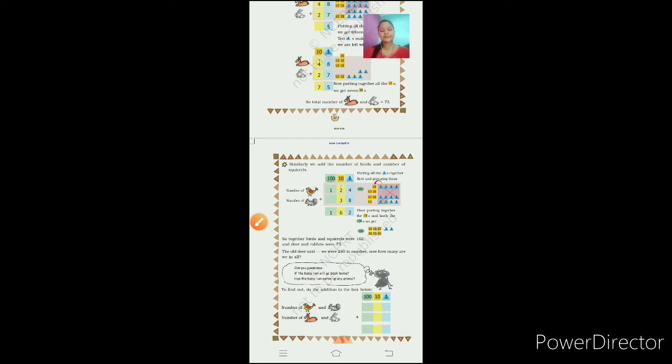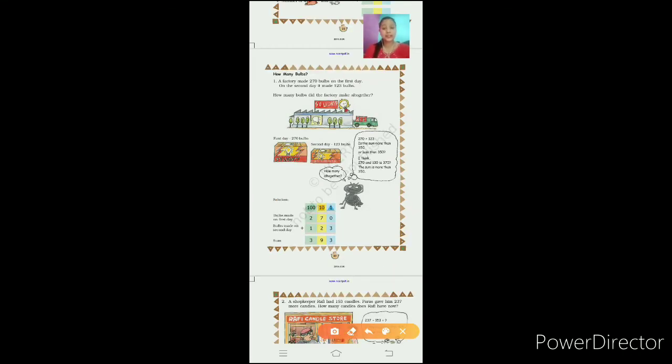Okay, now come to page number 39. In this page they take one example from a factory. In that factory, the total number of bulbs made in one day is 270 and on another day is 123. So the total number of bulbs is, just add 270 and 123.